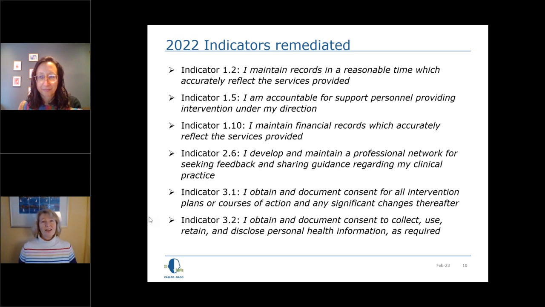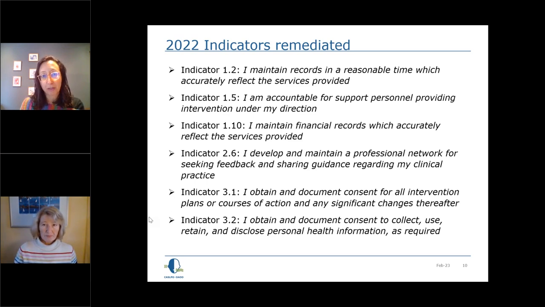So those are some ideas of which indicators have been remediated last year. Absolutely. Okay, so now you have finished the peer assessment, the day is done, you've said goodbye to your peer assessor. At the end of the peer assessment, your peer assessor cannot tell you if you were successful.